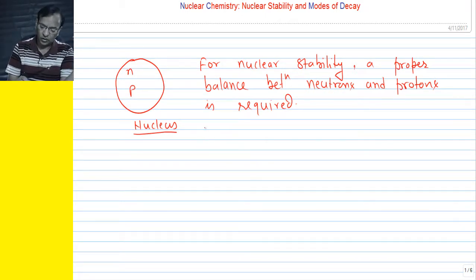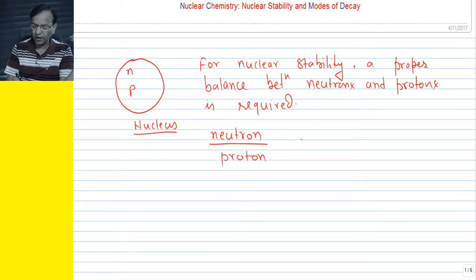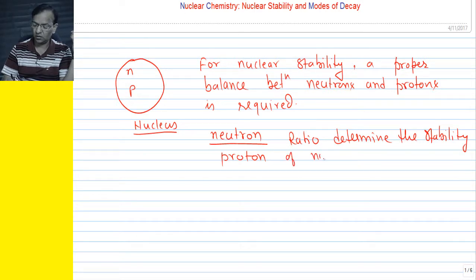So it is the neutron to proton ratio that determines the stability of the nucleus.